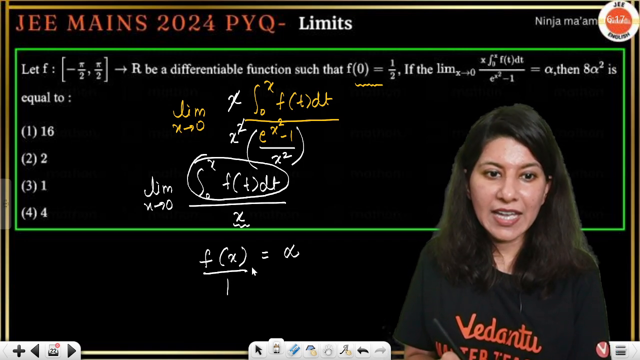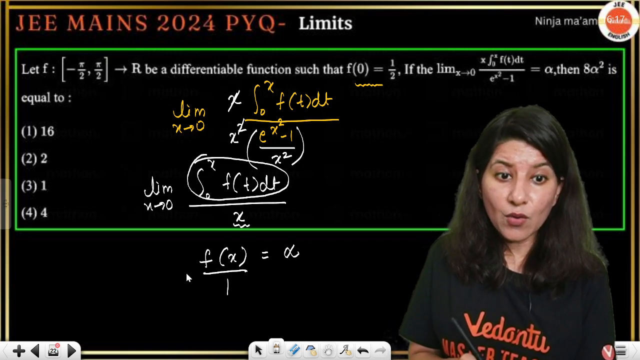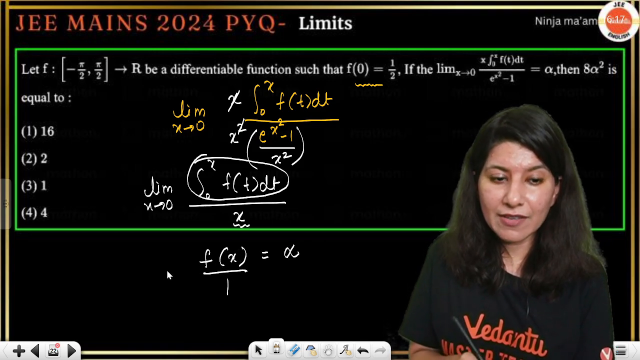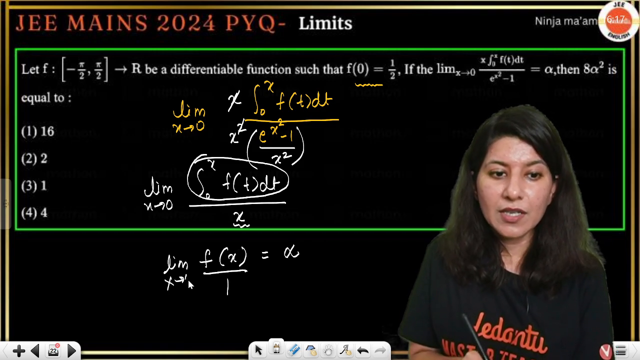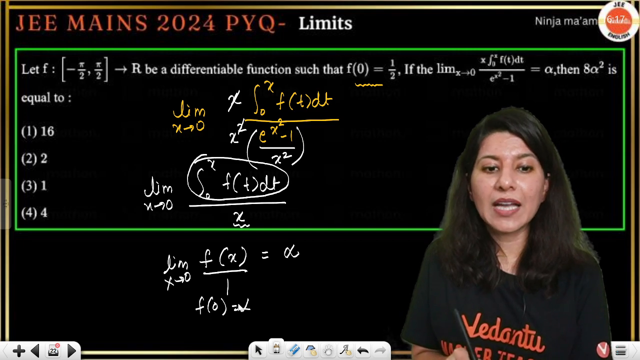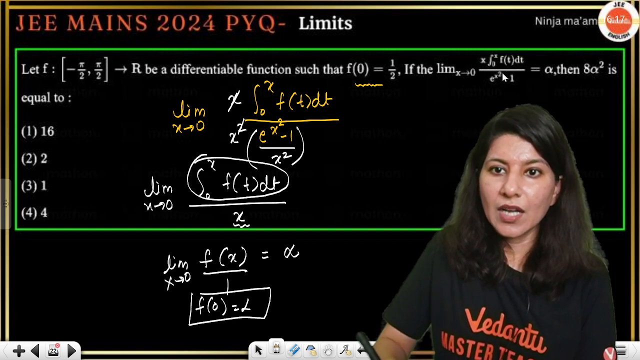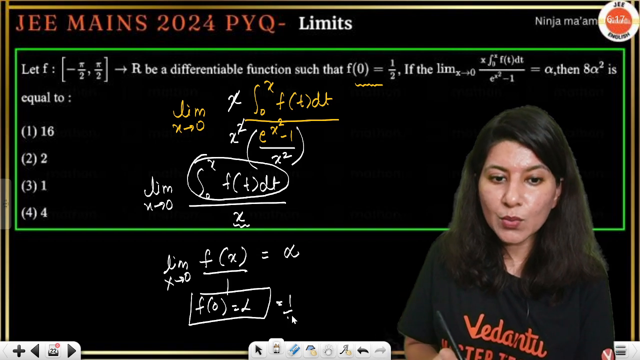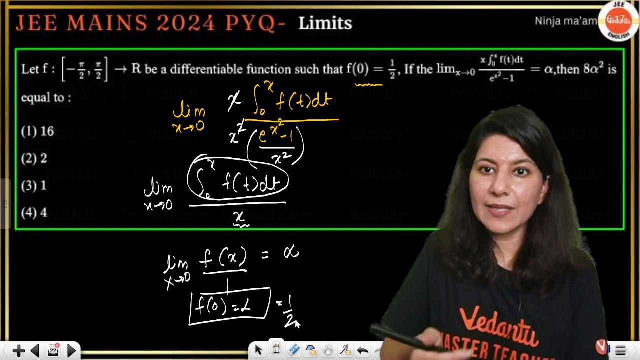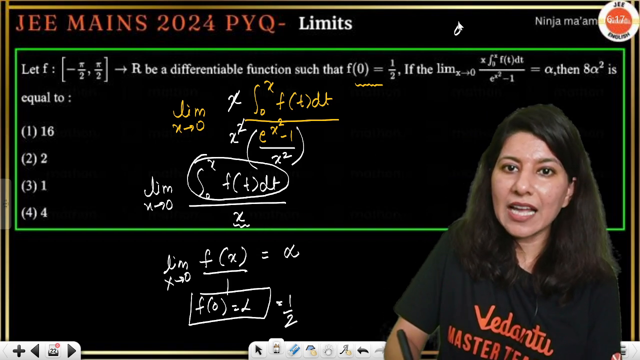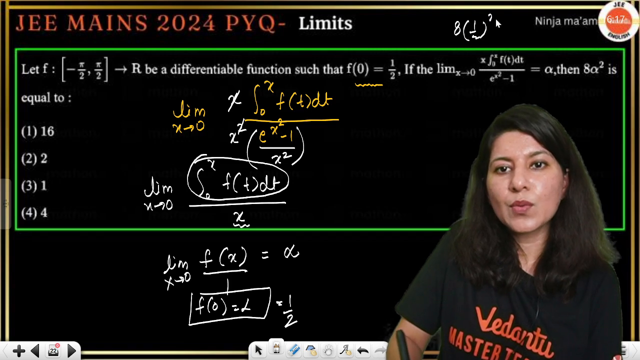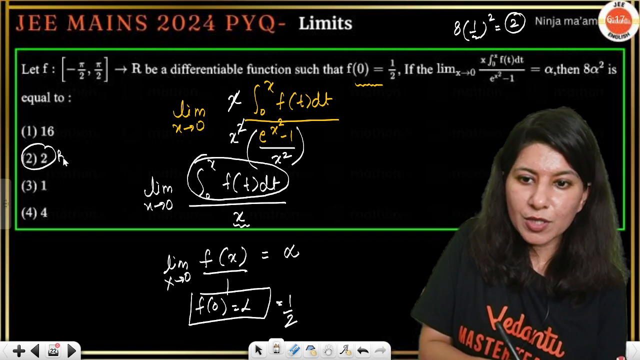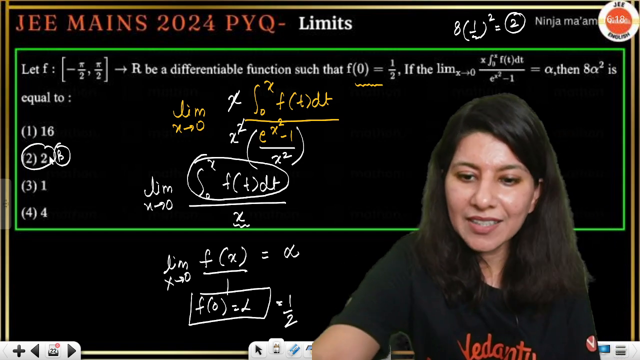Okay, f of x is becoming alpha. So f of x, and for x equals to 0 basically. So this is f of x, limit x tend to 0. So f of 0 is becoming alpha. And f of 0 is alpha. So alpha is 1 by 2. It is already given in the question. You can see. So yes, 8 alpha square, 8 1 by 2 square will be 8 by 4. 8 by 4 will be 2. So 2, that means option B is absolutely correct.